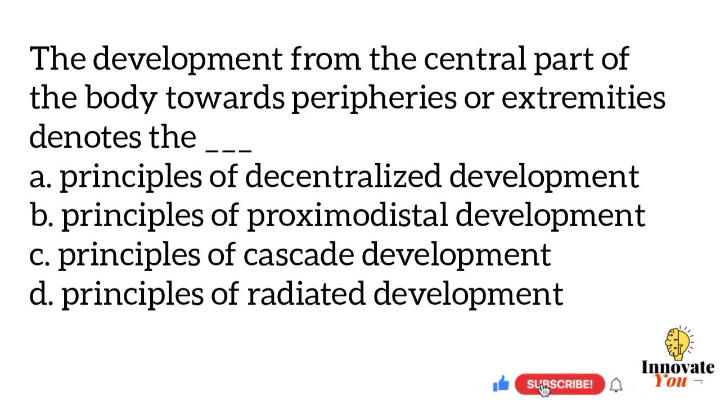Proximodistal progression. In this progression, growth starts at the center of the body and moves towards the peripheries or extremities. It describes the direction of growth and development occurring from the center to the outward in an infant. For example, infants gain control first over their arms and then their hands and fingers.